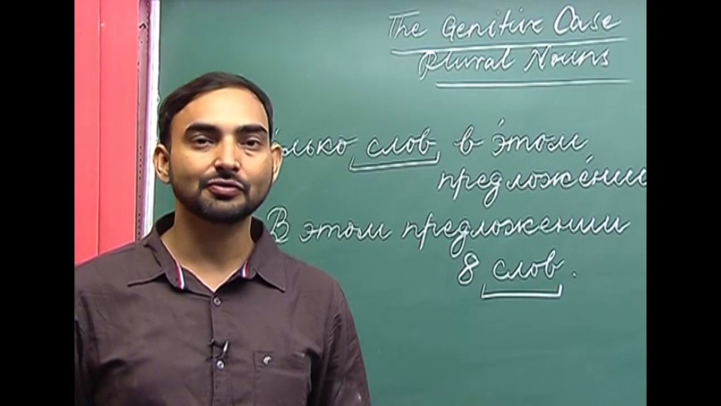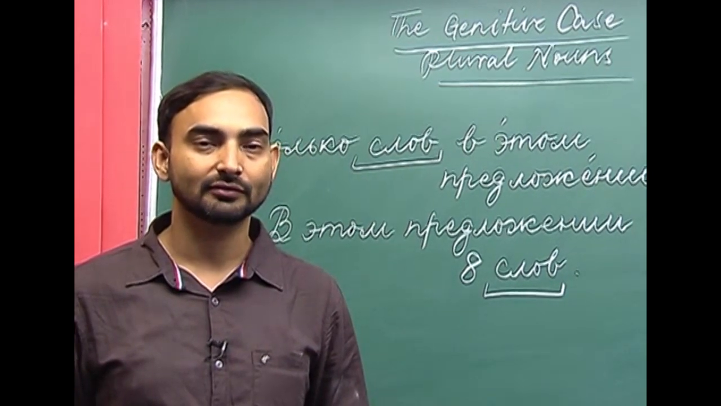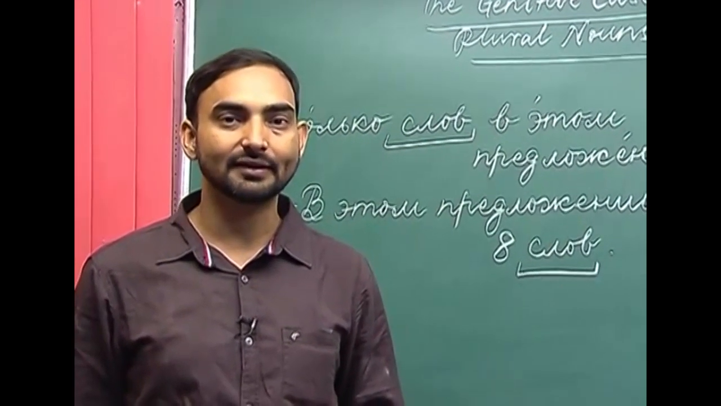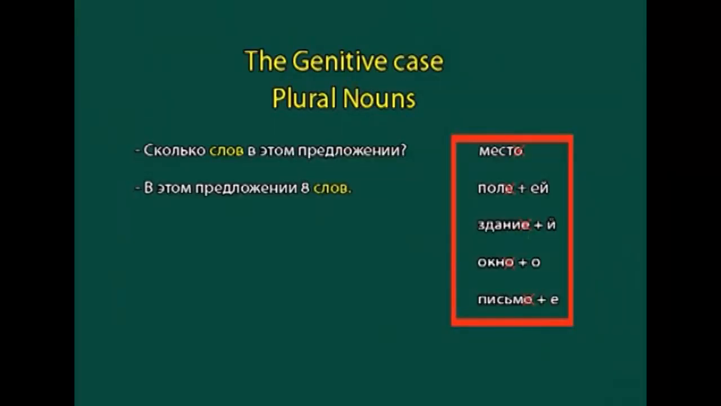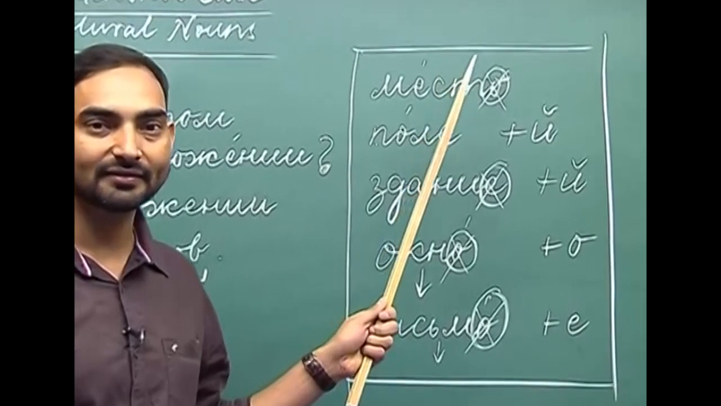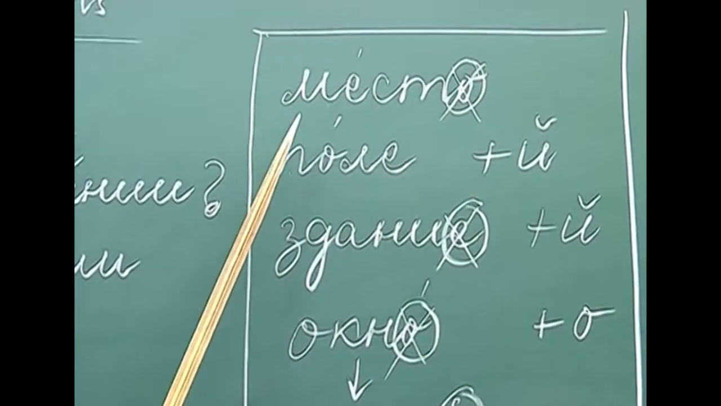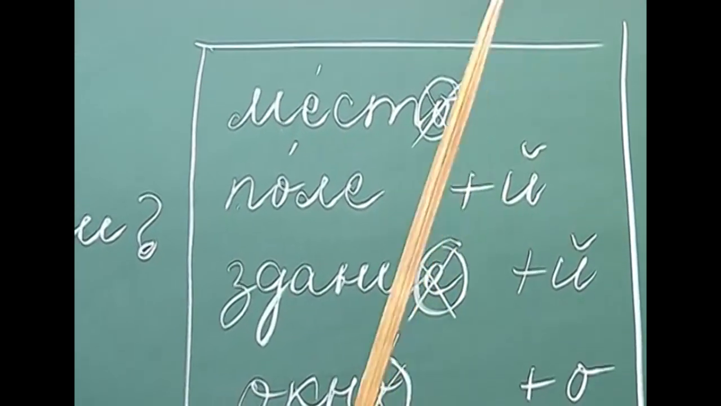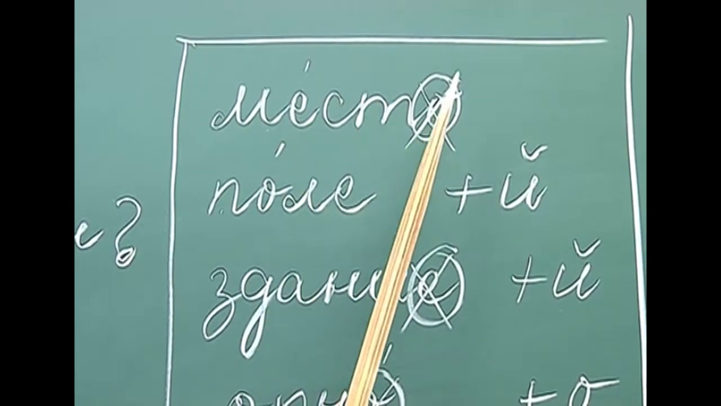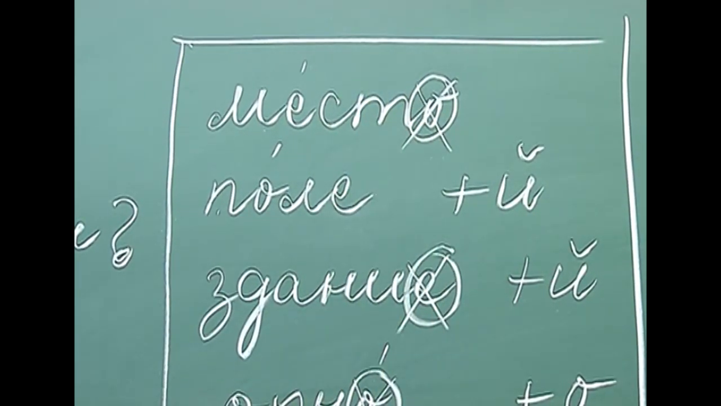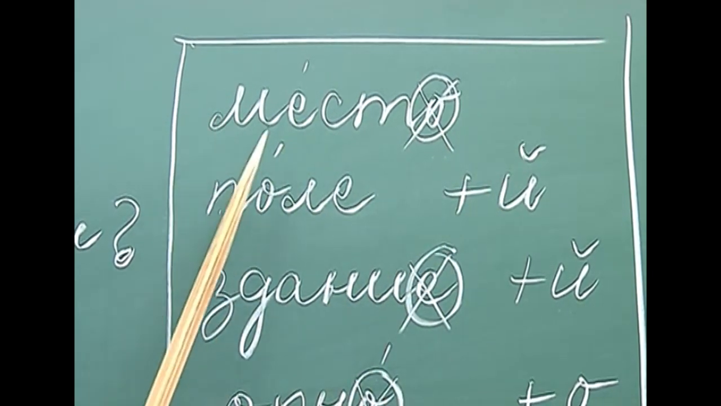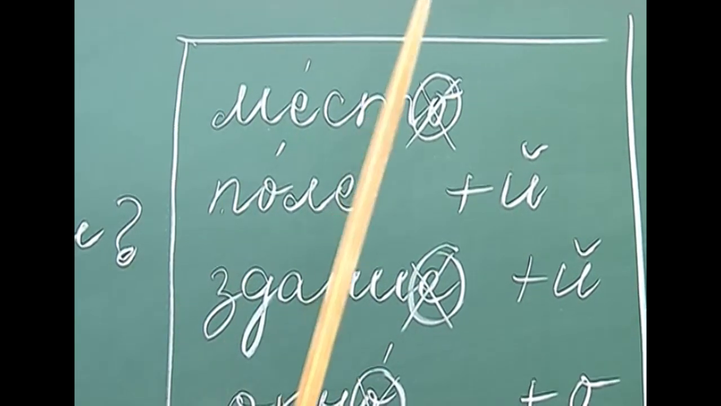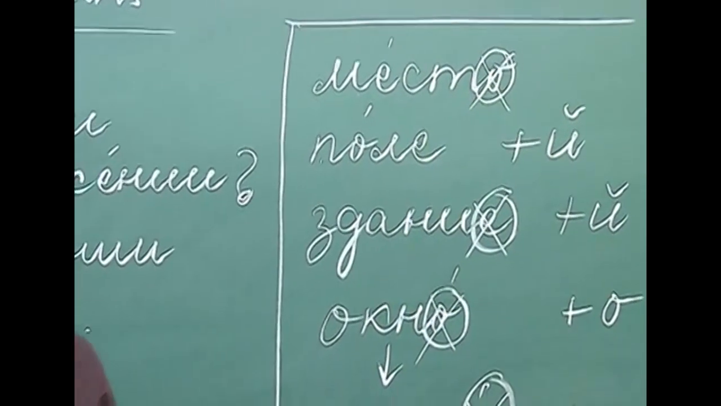Now we will look at the neuter gender nouns in the genitive plural. So how do neuter gender nouns decline in the genitive plural? So let us look at the rules first. The first noun I have written, neuter gender noun, is miesta. What is miesta? Miesta is place. So how do we decline this noun in the genitive plural? We just drop the ending as we have done with the feminine gender nouns. So what do we get after dropping this ending? We get miest. So the genitive plural form of miesta is miest.